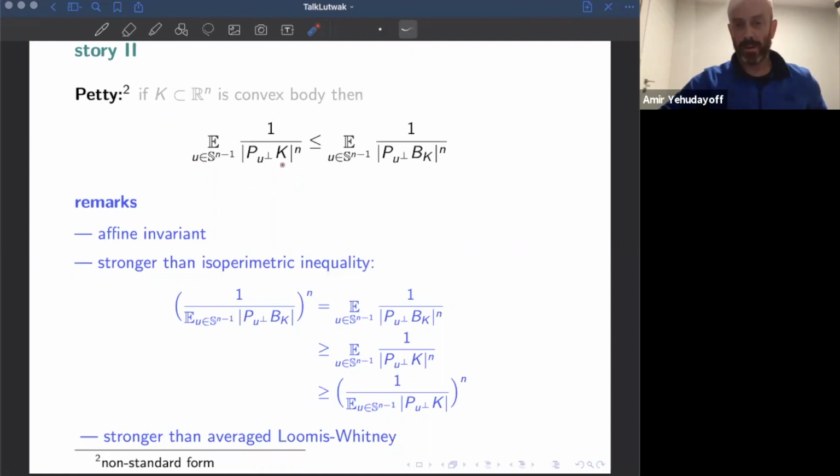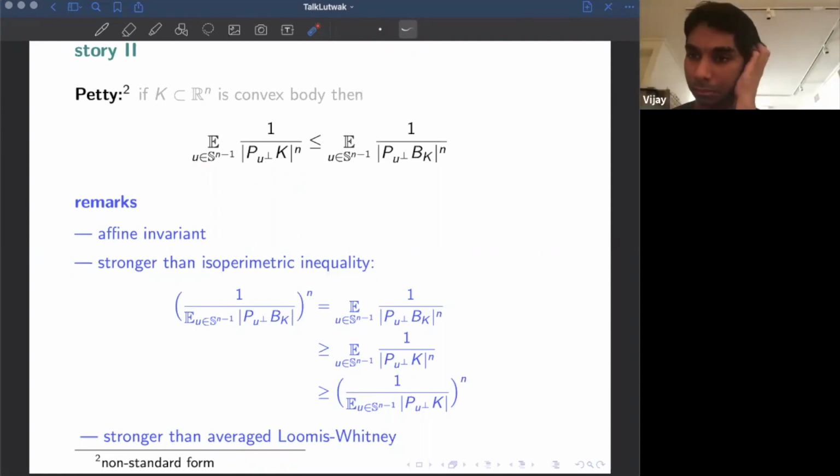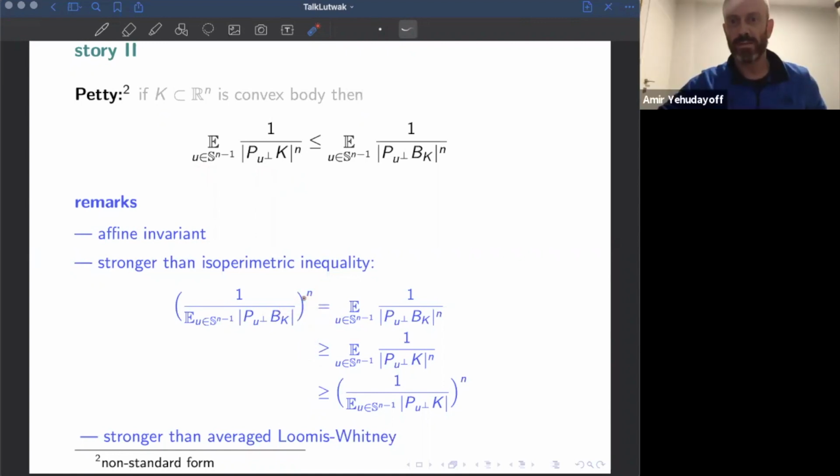And the third observation is that you can replace, this is the nth moment. You can replace it by the 0th moment. The 0th moment is log. And if you do this with log, you get this averaged Loomis-Whitney inequality, which I stated in story number 1. Okay, and so this is the third point about this story, story number 2.